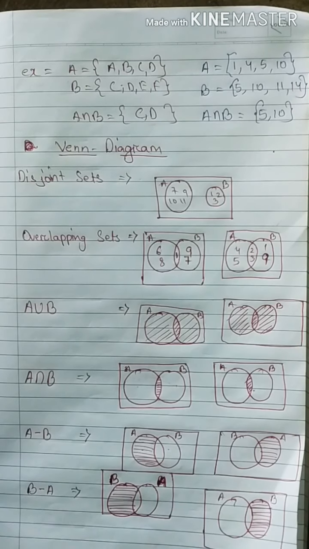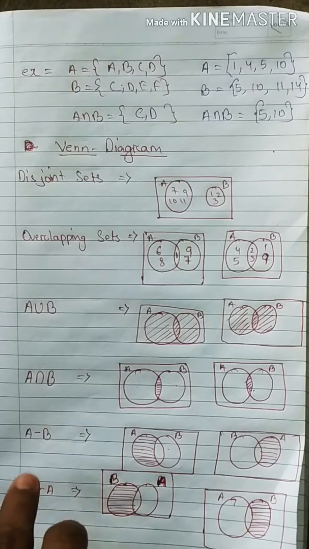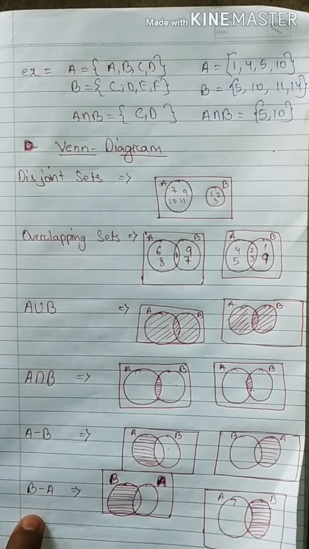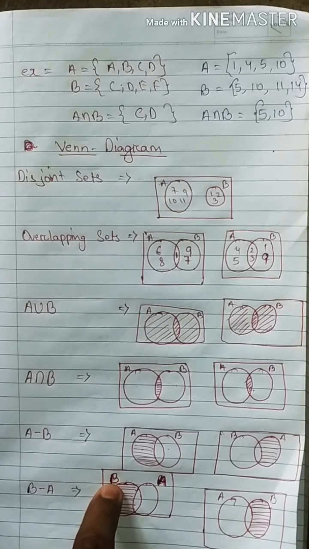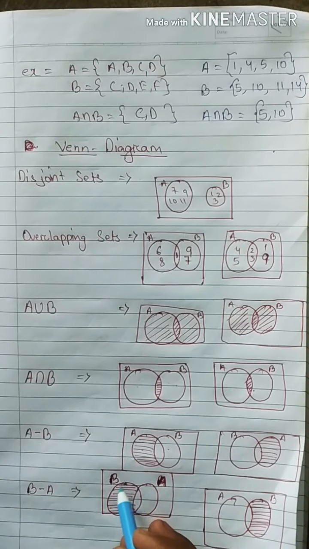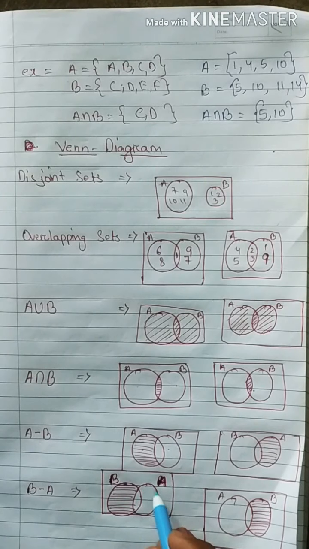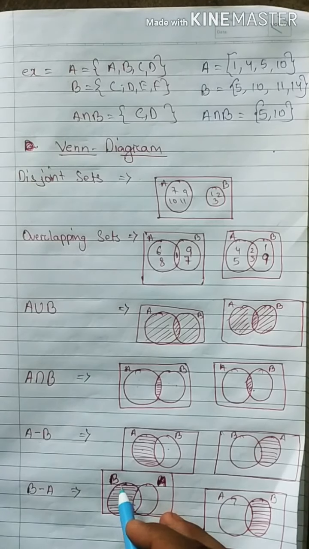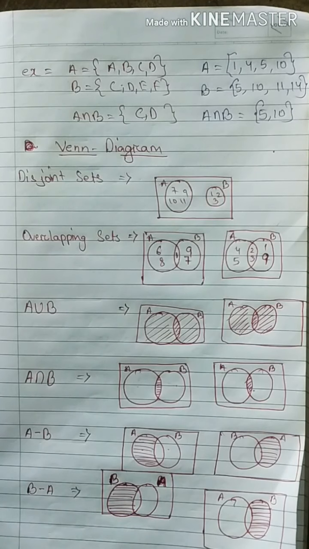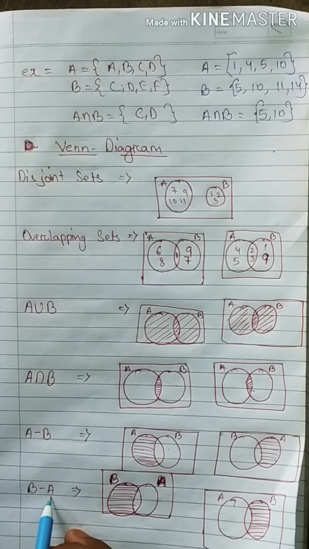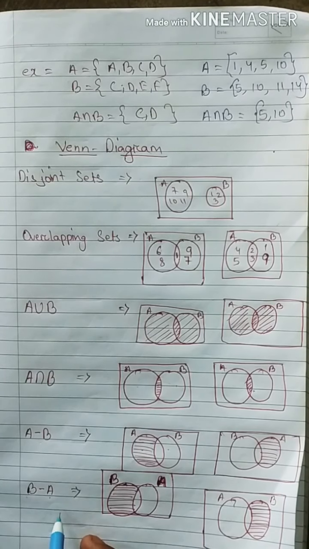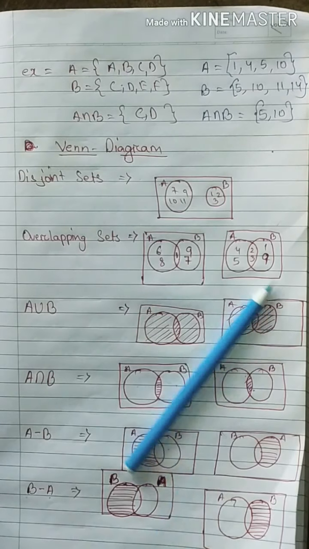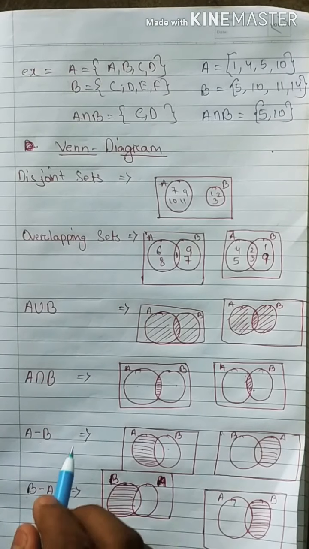Here also the same, B minus A. What I told about A minus B applies to B minus A, but only the side changes. See here, what is there in B is also partly in A, but the common part we will leave, and what is not in A we will write. That is known as B minus A. When we take B and subtract A, which one is left in B? That is the answer. B minus A.